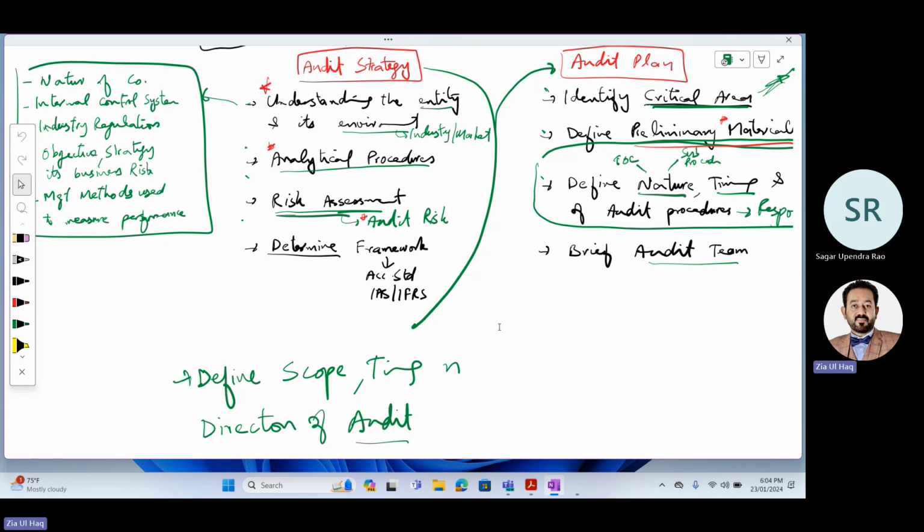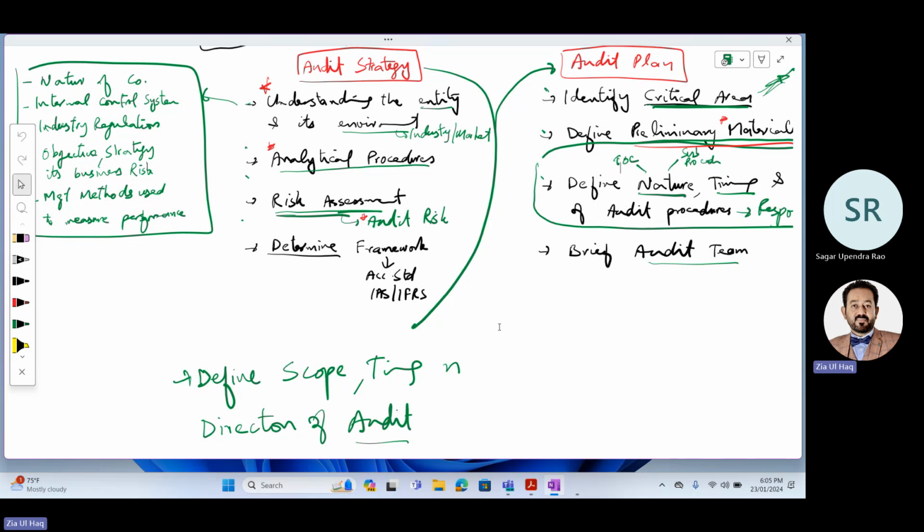He can ask you which of these 5 points is not included in understanding the entity and its environment. We can also highlight risky areas through analytical procedures, meaning comparing current year financial statements with the previous year financial statements, with the industry, with budgets, with non-financial data, and with statistics.